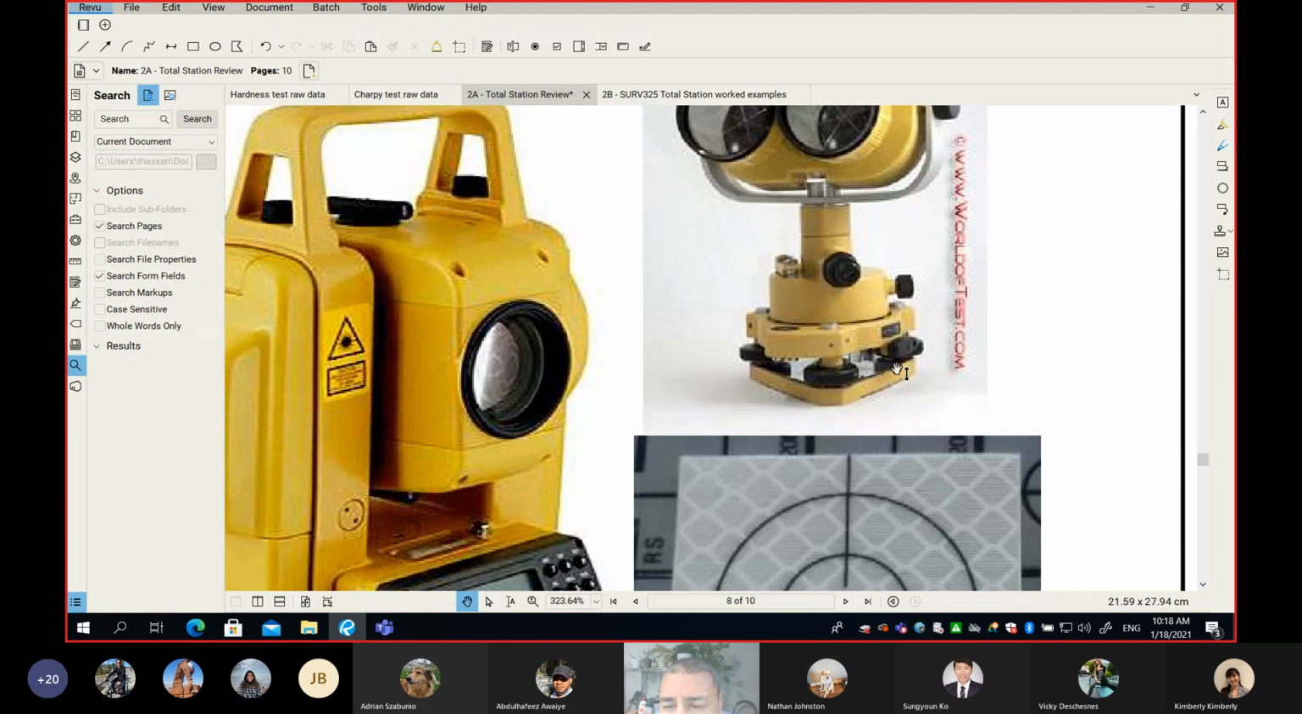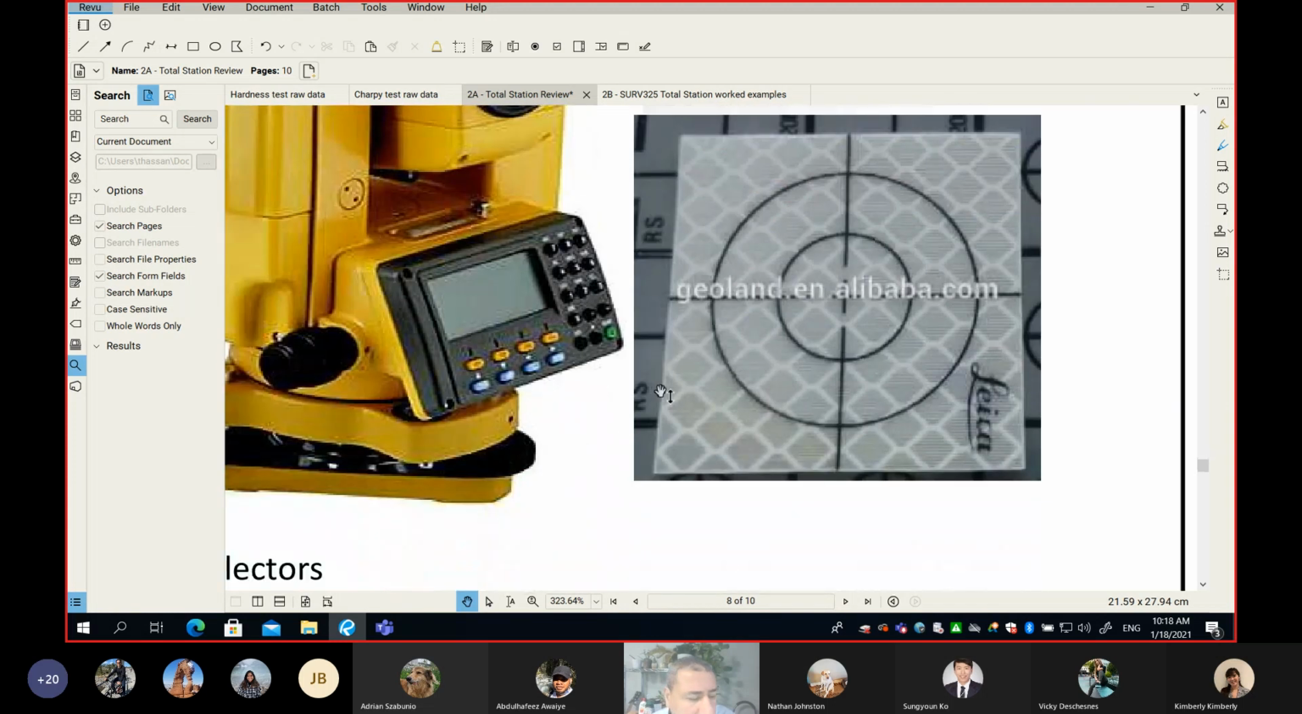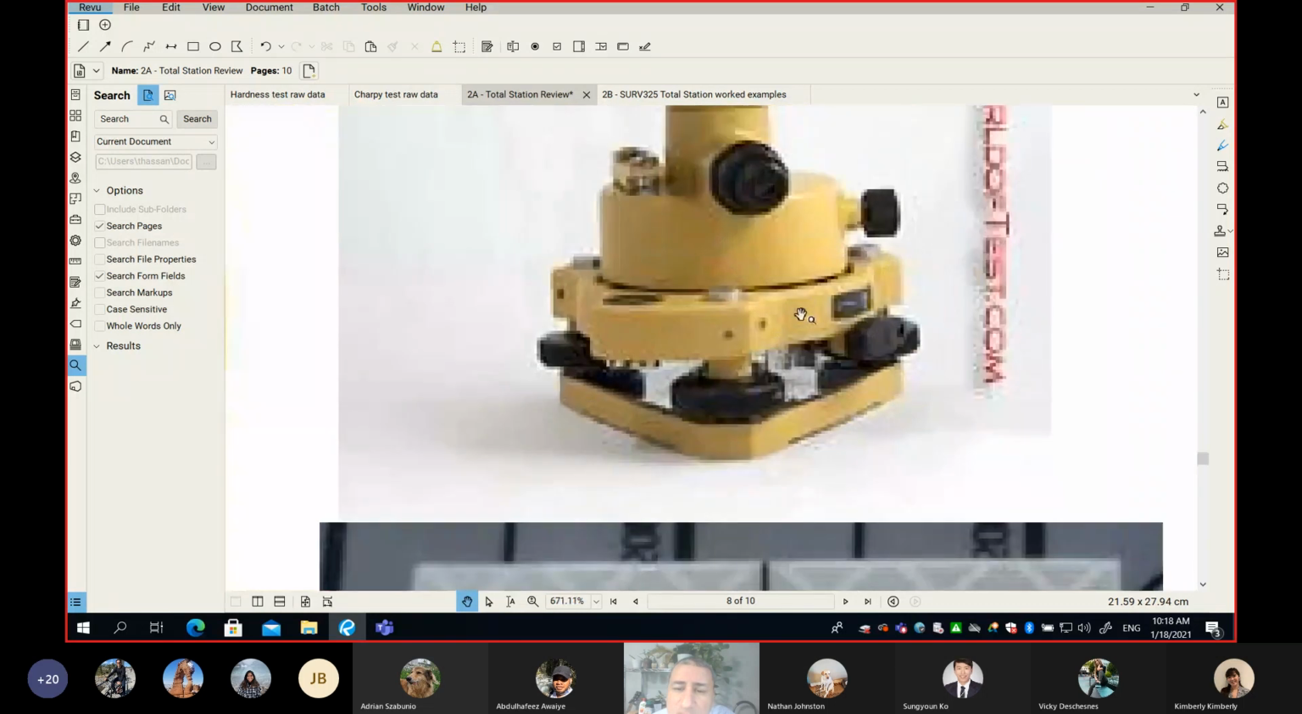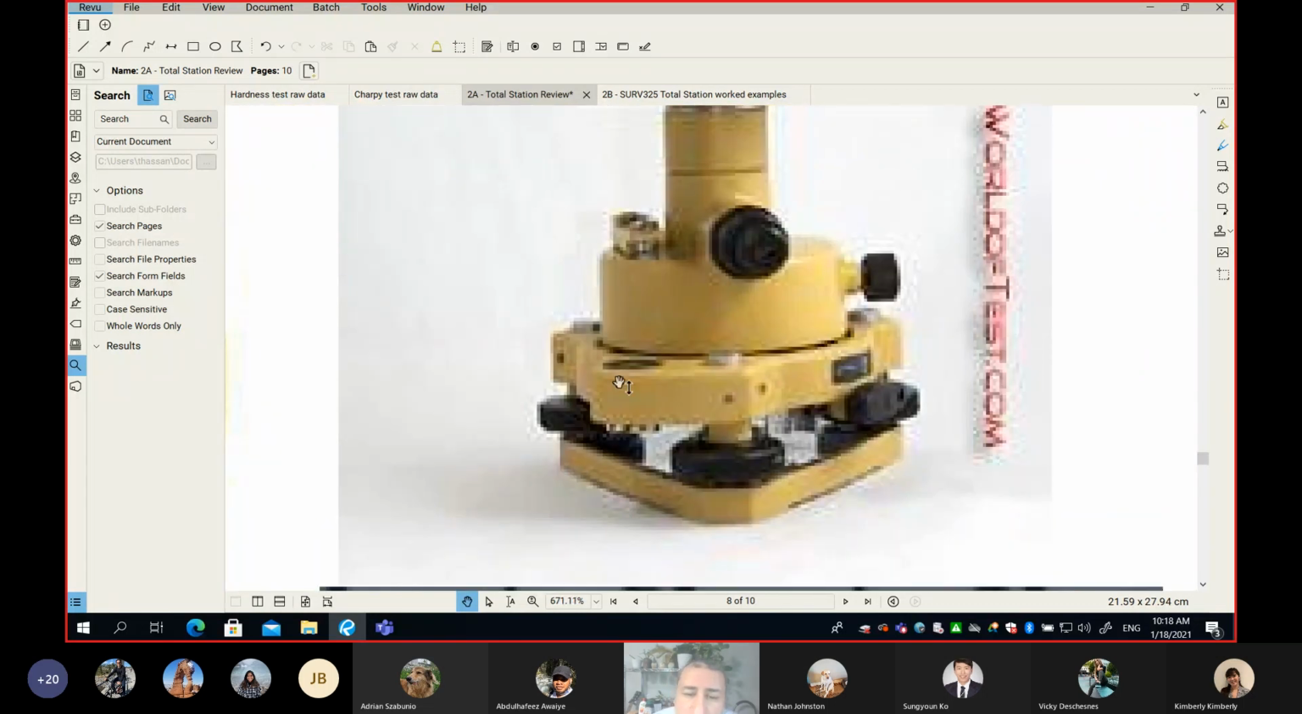So this is something called the Tribrach. And this Tribrach, when you look at it, it looks exactly like the base of a total station. I'll zoom out and I'll show you. So when you look at both of them, you will see here 3 leveling screws. So we have 1, 2, 3 leveling screws. Also, you have a circular bubble, and also you have a plumbing telescope.